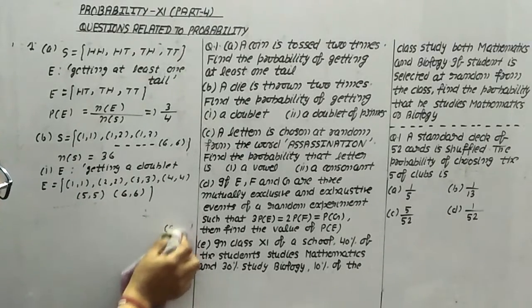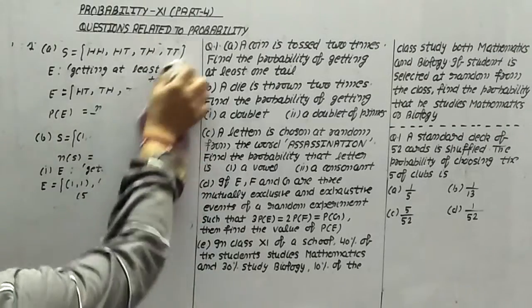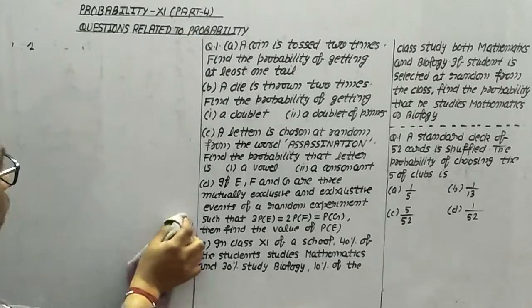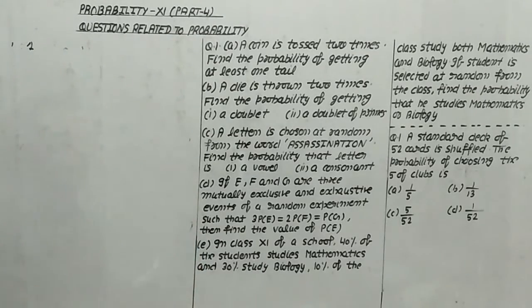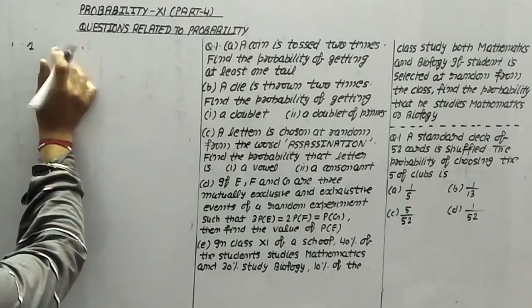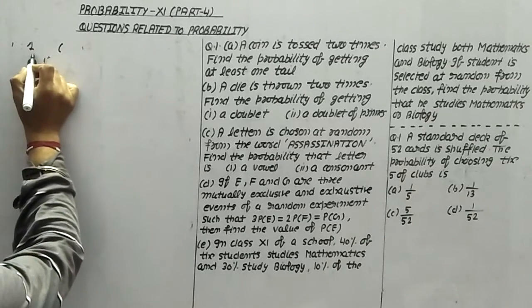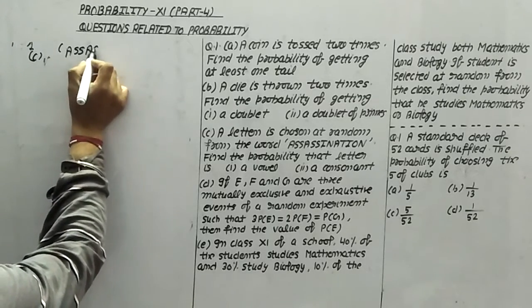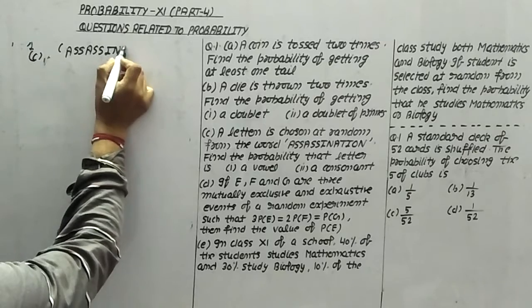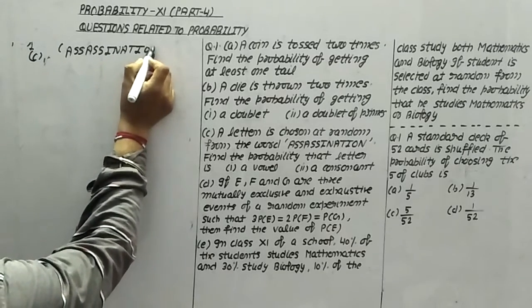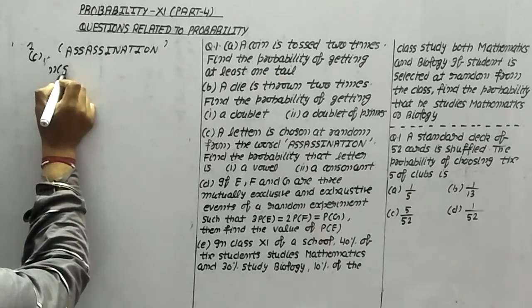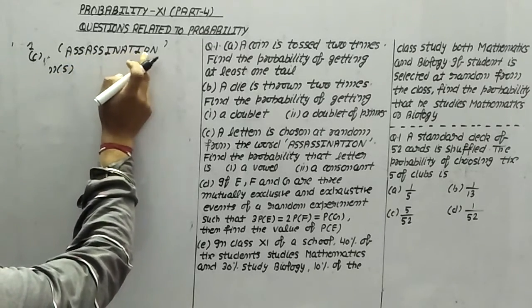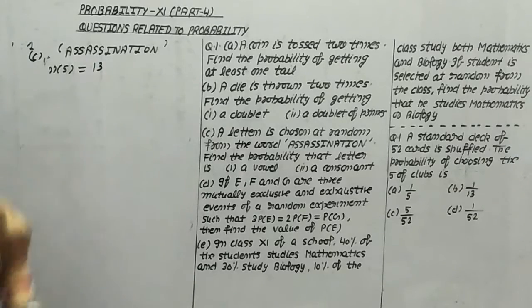Now come to the C part. In this C part, what they are saying: a letter is chosen at random from the word assassination. It means first of all we have the word assassination, and this is the C part. A S S A S S I N A T I O N. Now we can easily see that the number of elements in S will be 1 2 3 4 5 6 7 8 9 10 11 12 13. So the number of elements is 13.